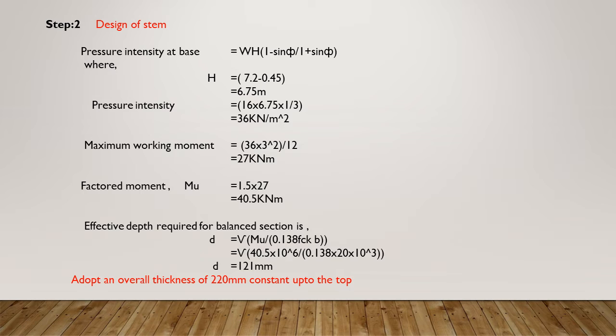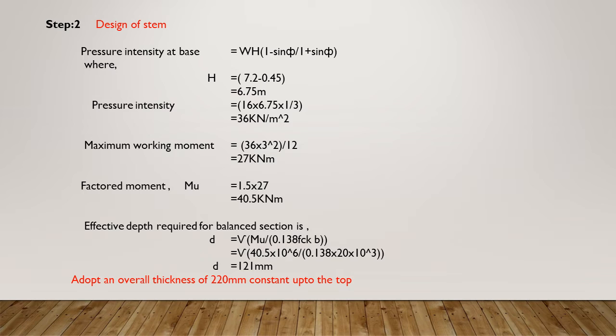Then pressure intensity: 16 into 6.75 into 1 by 3 is equal to 36 kilonewton per meter square. So our maximum working moment is W L square by 12. So W is 36, L is the spacing of our counterfort retaining wall, 3 square, divided by 12, and we got our answer as 27 kilonewton meter. So our factored moment is simple: moment into factor load. Factor load is 1.5, a constant, we know that. So 27 into 1.5 is equal to 40.5 kilonewton meter.